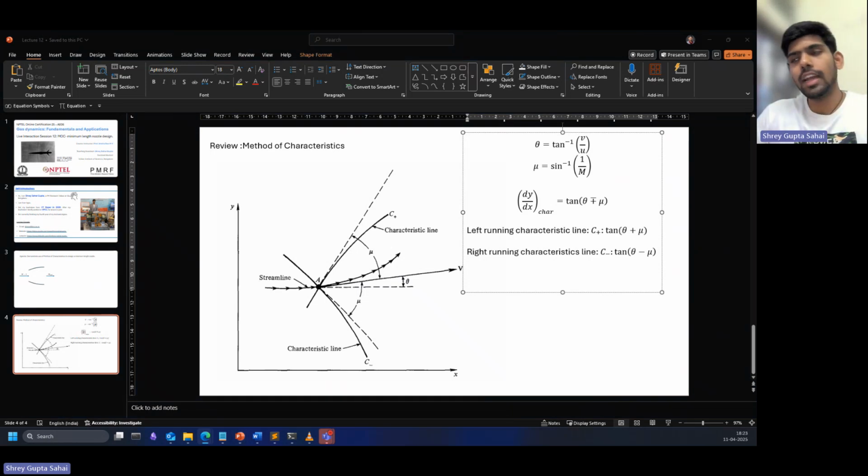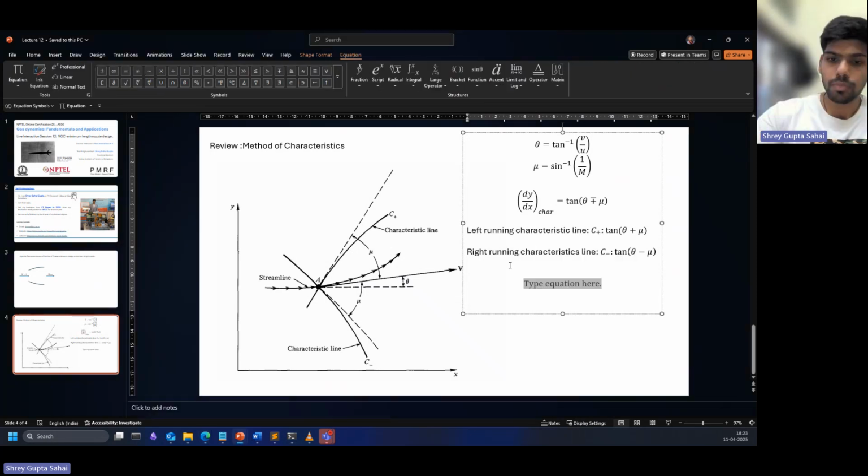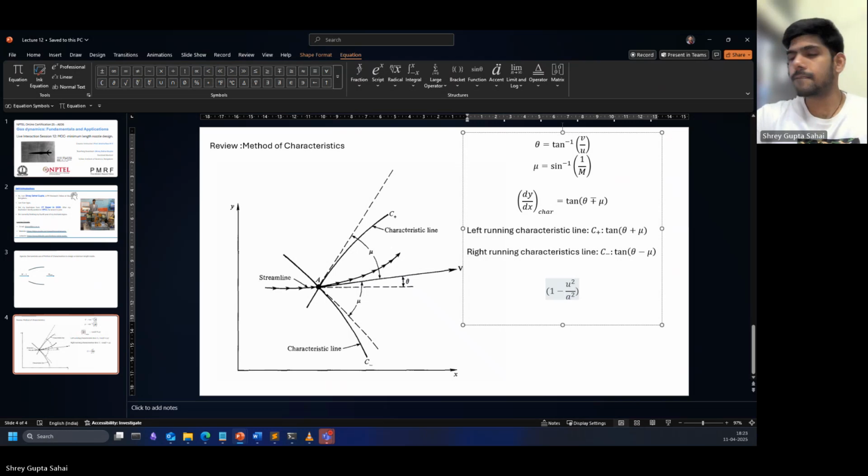Now let's move ahead. If you look at the nature of the equations we have, so what exactly do we have? Let's look at a 2D flow. The equation you have is of this sort. That's partial u.